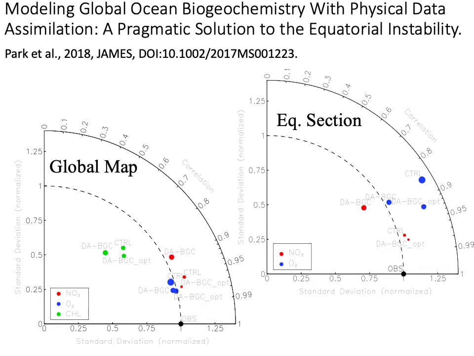This comparison between the control, initial data assimilation, and optimal data assimilation is shown in these Taylor diagrams. Again, in the case of nitrate, you see that going from the control to the initial data assimilation strongly decreased the fidelity, and only in the optimal case increased the fidelity in both the global and equatorial sections.